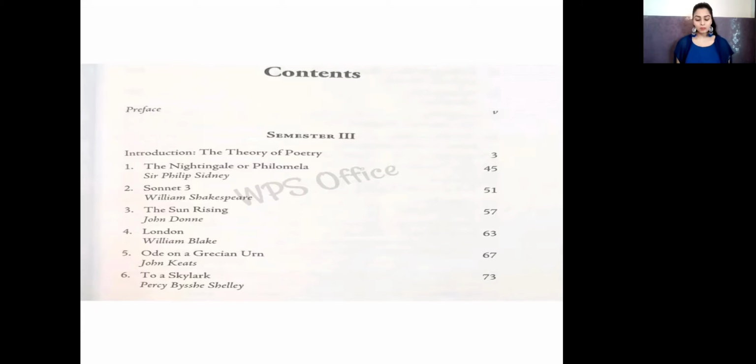Then what is dramatic poetry, irony, why irony is used in it, historical poetries, why epic and all are written. So this all comes into the introduction part, that is the theory of poetry. If you can see on the screen, all this is covered in the introduction. But it is very important, as when we are starting to learn something, its introduction is the most important. You should know why we are learning it, and then later on we will move on to the first poetry, that is The Nightingale or Philomela.